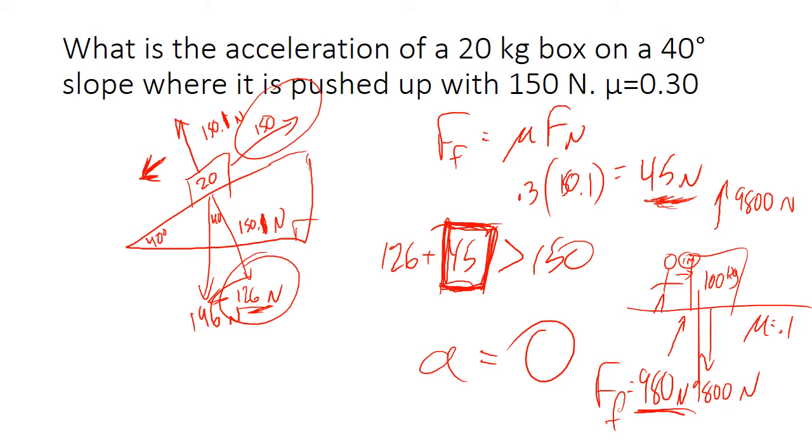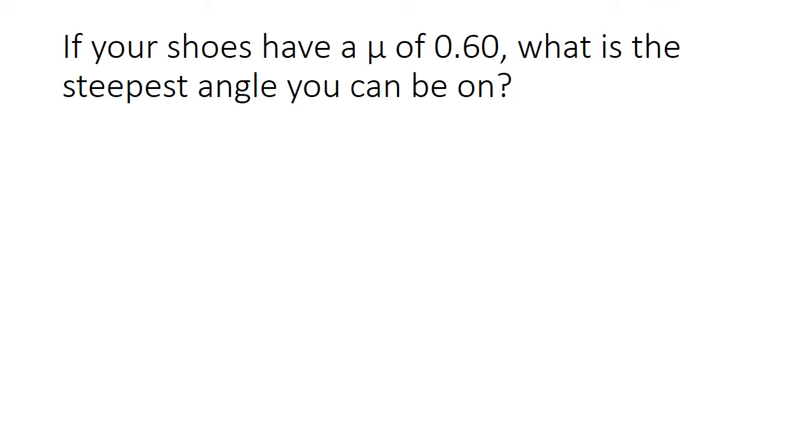Alright, I think we got one more. Yeah, the fun one. The foreshadowed one. If your shoes have a mu of 0.6, what is the steepest angle you can be on? Well, let's think about it here. You're standing on a slope. Beautiful. It's at some angle here. Here's your new shoes. You look awesome in those shoes.